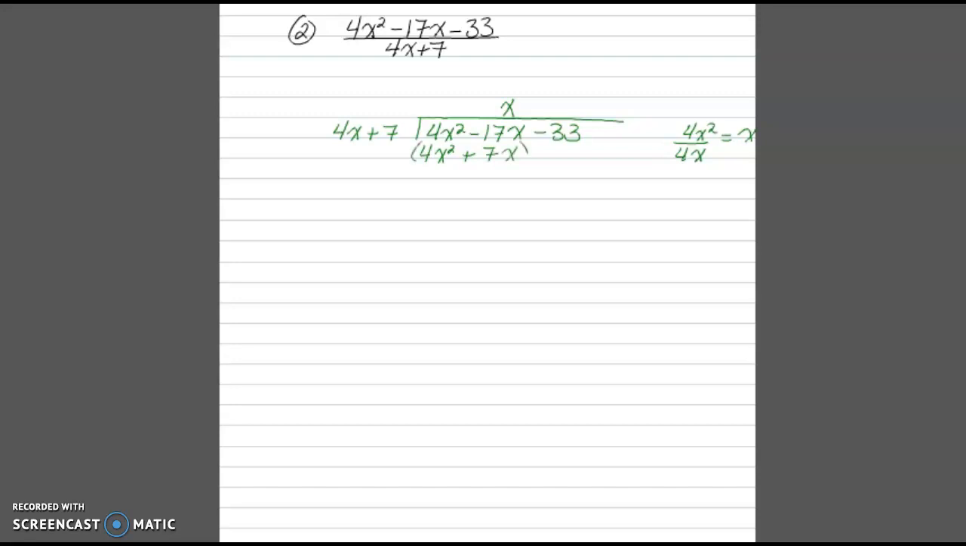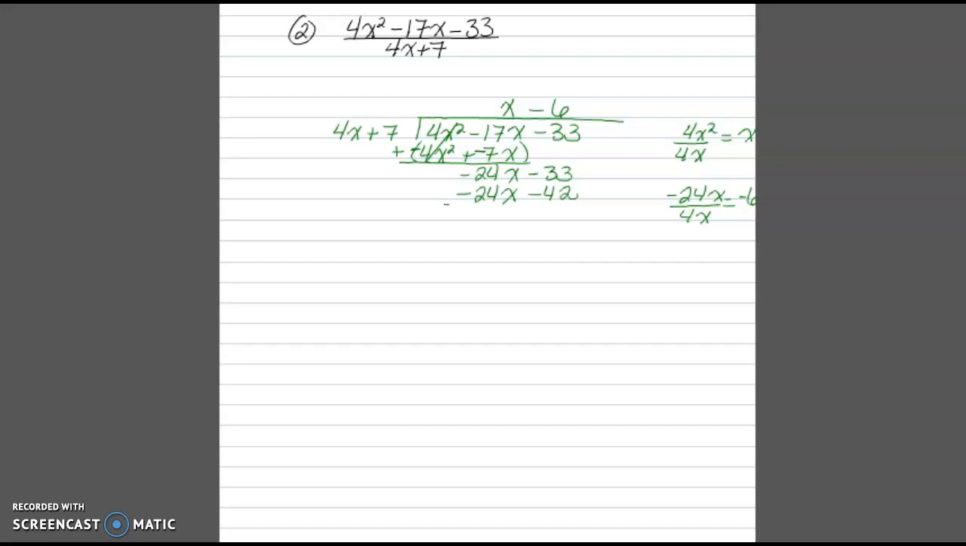Go ahead and subtract. Which means I'm adding the opposite. And when I add the opposites there, I end up with negative 24x. Bring down the next term, negative 33. Now I repeat the process, dividing negative 24x by 4x. And that gives me negative 6. The x's cancel. Negative 6 goes in the quotient. Negative 6 times, excuse me, times 4x is negative 24x. Negative 6 times 7 is negative 42.